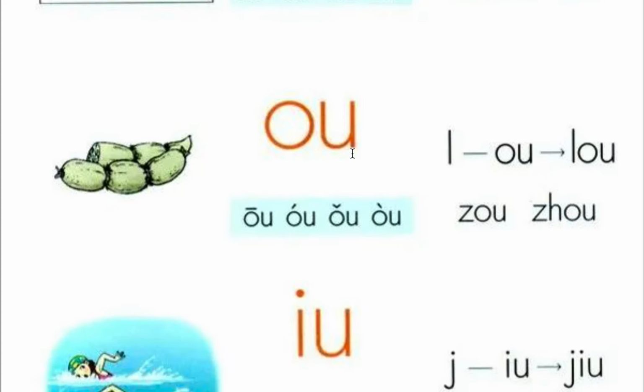O is just pronounced as the English letter O. Okay, so O, O, O, O. Again, O, O, O, O. Here, L, O, lou, Z, O, zou, zh, O, zhou.